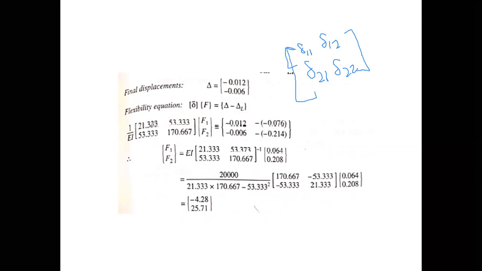So we have substituted all the values that we have calculated in the previous slides, and this is how it can be substituted into this flexibility equation. Now this is F1 and F2. These are the final forces in coordinate direction 1 and coordinate direction 2, and that is equal to this delta. This is minus 0.012, and this is minus 0.016, minus this is delta L. We have already calculated this.